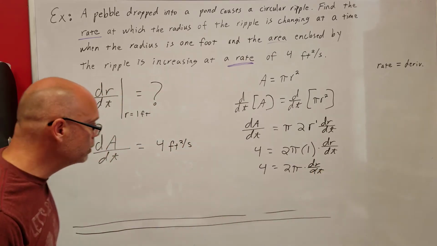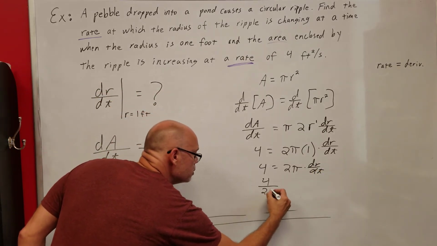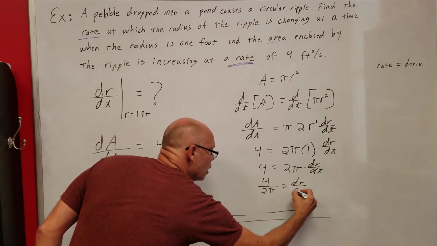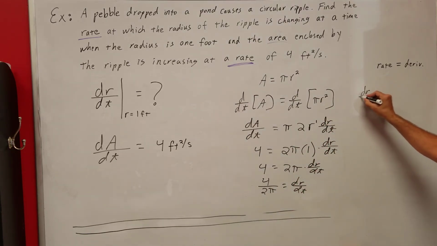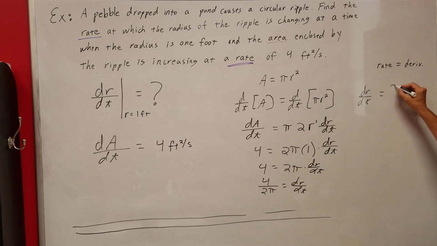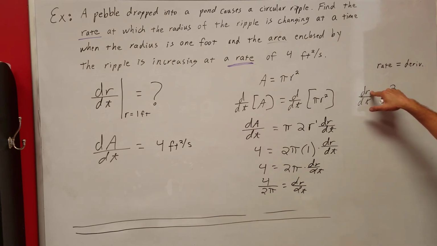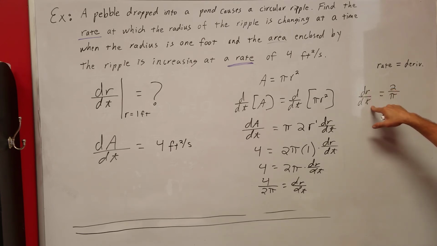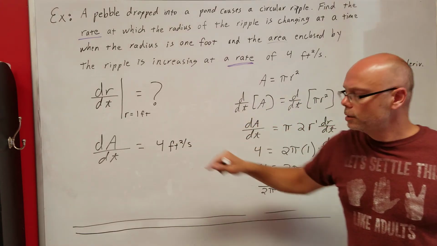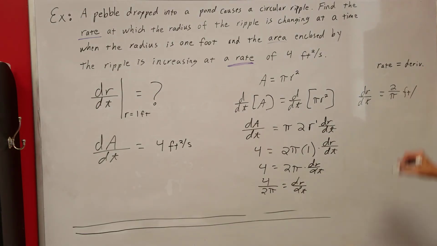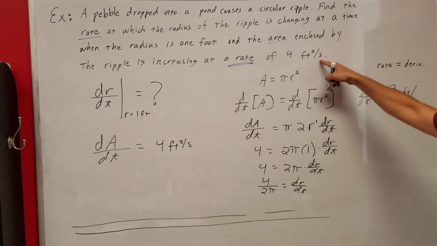And if I solve for dr over dt, I'm going to have 4 over 2 pi is equal to dr over dt. Or what does that simplify to? That simplifies to dr over dt is equal to 2 over pi. And what are going to be my units here? It's going to be the units of r, because remember this is change in r with respect to time. So units in r over units of time. What is my radius measured in? Feet. It's going to be feet per what? What is my time measured in?